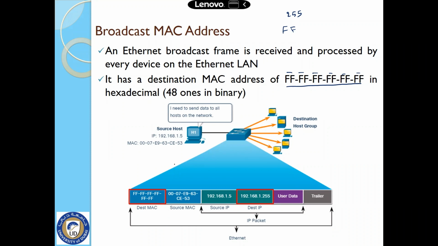And the frame sequence will look like this. So this is my destination. The source is the same. Source IP, destination IP, user data, that's the IP packet, nothing to worry about. And here we'll have the frame check sequence. And in that case, the message will be sent to all devices in the local area network.